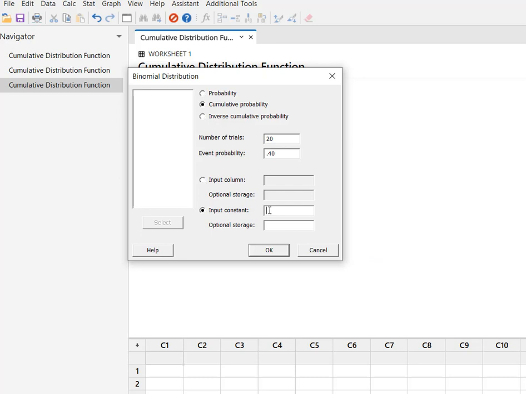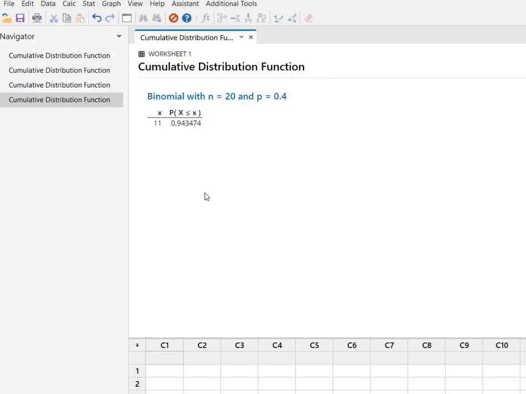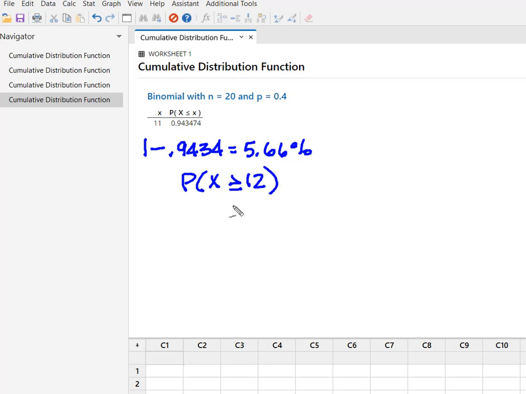All right, so we said that we wanted 12 or more, so I want to eliminate from 0 to 11. So I'm going to use 11 as my input constant, and that's going to give me a probability of 0.9434. So recall that I've just solved from 0 to 11, and what I want is from 12 to 20, so I've got to take 1 and subtract that 0.9434 from it, and I end up with a probability of 12 or more, somewhere around 5.66%. Again, because I was looking for the probability that X was greater than or equal to 12, I was going to the right, and this function goes to the left, I have to subtract from 1.